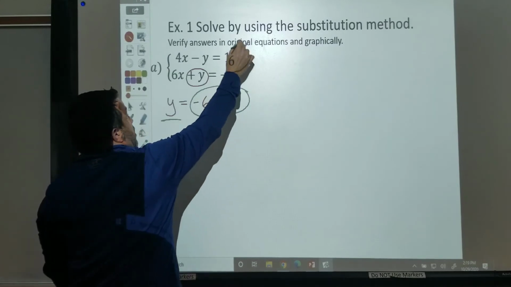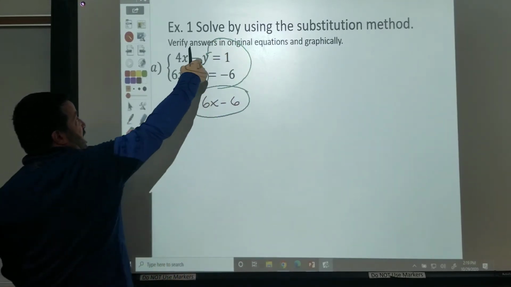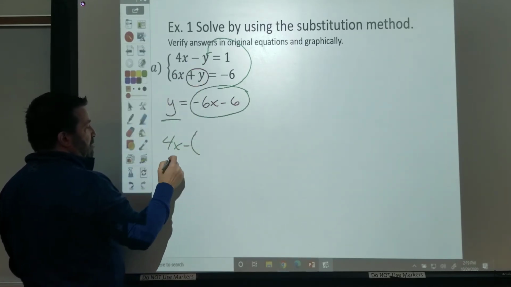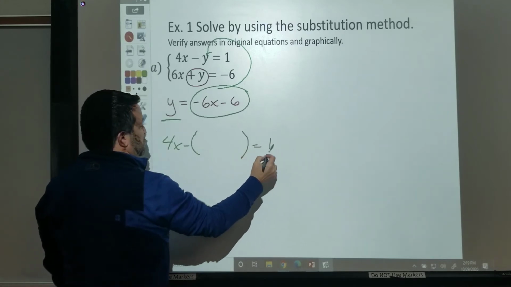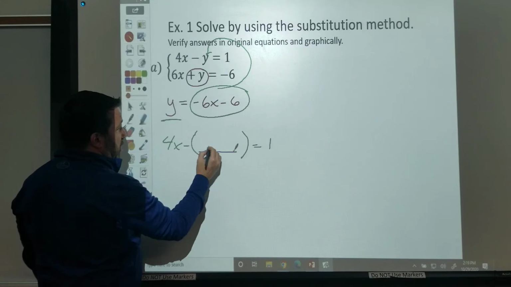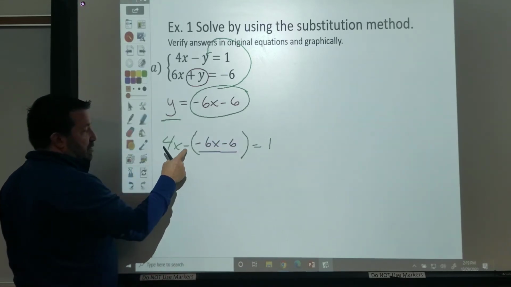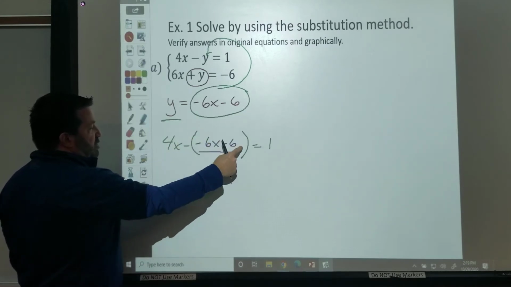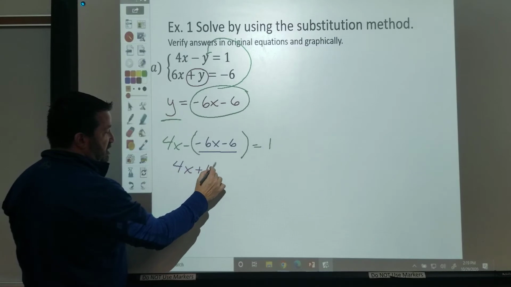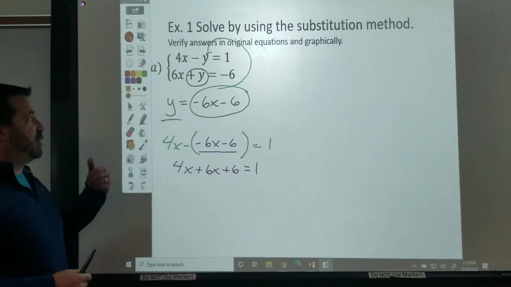So in the other equation, it's going to go right here. So that's step 2. Now be careful, because there's a negative in front of that y. This is where a mistake gets commonly made. It's a minus, and then you're substituting this in right here. So this is where the negative 6x minus 6 goes, but there's a negative out front. So I would want to get rid of these parentheses, distribute the negative, and so I'd have 4x plus 6x plus 6 equals 1.